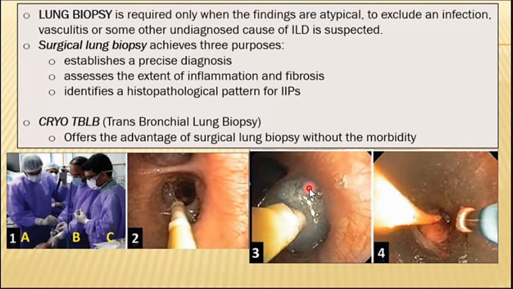The advantage of this is that even if there's any bleeding, when you block it like this, it will not pass into the other segments of the lung. Otherwise, the bleeding may become so significant, it may flood the other segments of the lung. So this is basically how we do a cryo TBLB or cryo transbronchial lung biopsy.